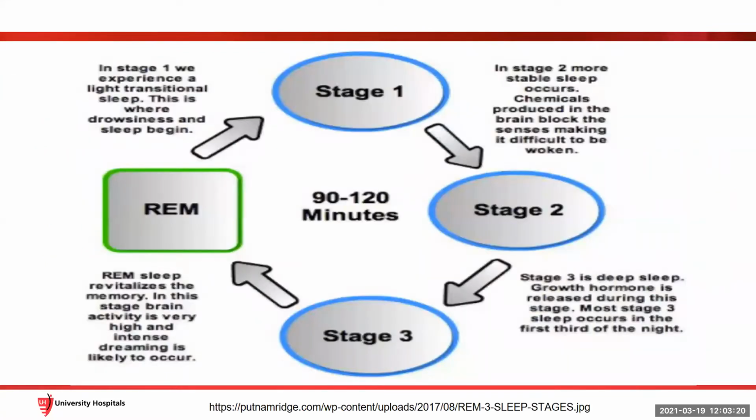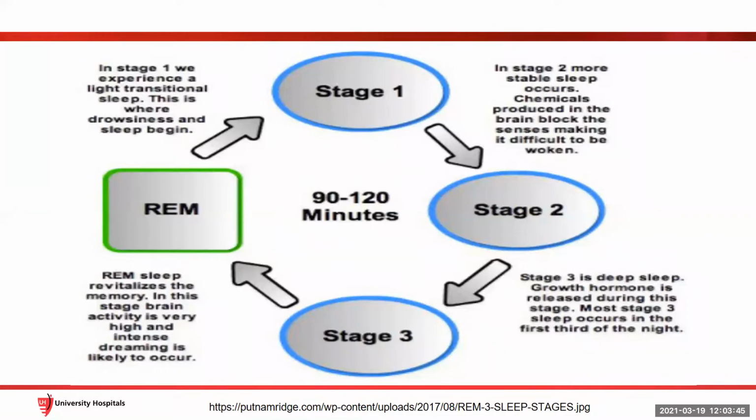These are the main sleep stages. We have two main categories. The first one is highlighted here in green, which is REM sleep. This is rapid eye movement sleep. And then we have the blue ones, which are the non-REM sleep. These are divided into stage 1, 2, and 3. As we progress through these, we get deeper in sleep.